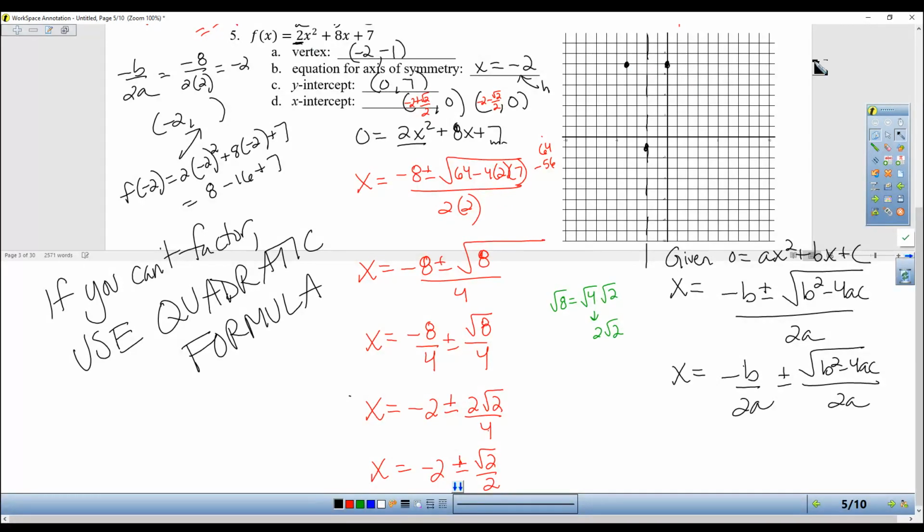A is 2. So when I go to make my parent table, 0, 0, 1, 1, 2, 4, 3, 9... I'm going to have to cross them all off because the y is twice what you would think it would be. So times 2. 0 times 2 is still 0. 1 times 2 is 2. 4 times 2 is 8. 9 times 2 is 18, but we're not going to be able to make it that high.